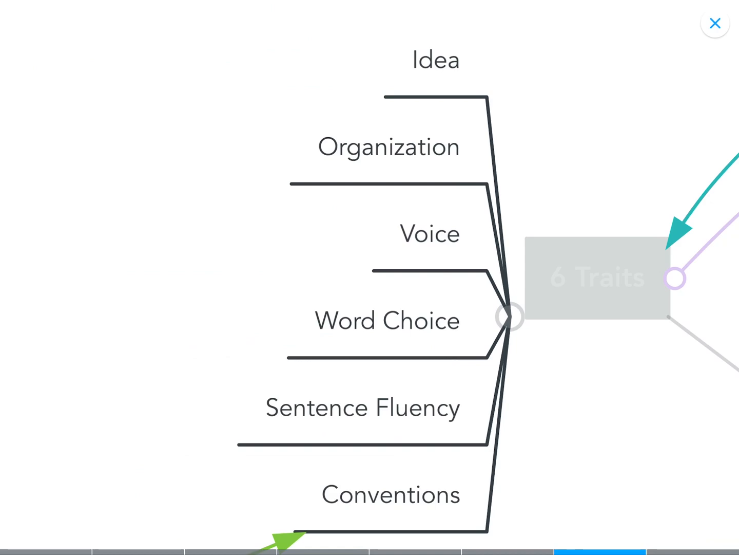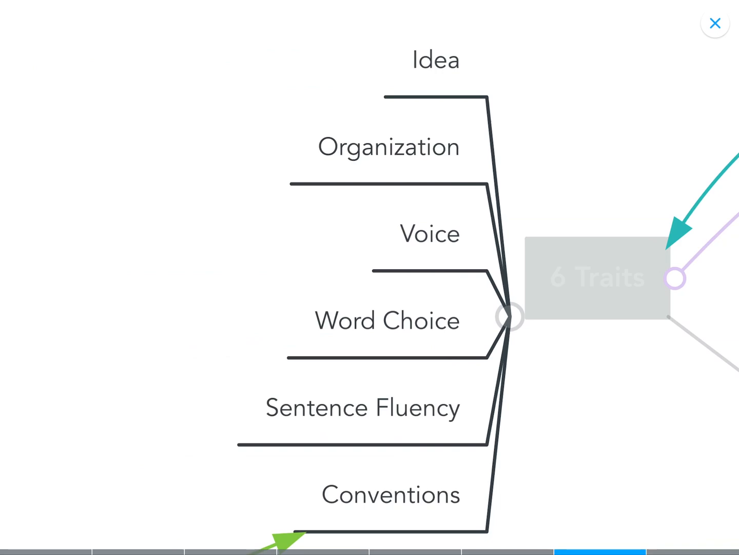Ideas is the main message of the piece. Organization is the structure of the piece. The way the piece will be structured, such as compare and contrast, and or like a narrative, such as beginning, middle, and end. Voice is the sense of a person behind the words of a piece. Word choice is using the right words at the right moment.